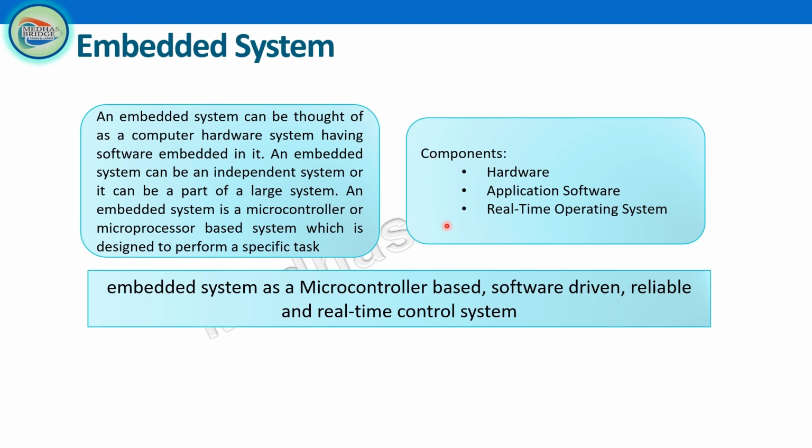Now the components in an embedded system: hardware, application software, and a real-time operating system. An embedded system is a microcontroller based, software driven, reliable and real-time control system. I am reiterating: a microcontroller based, software driven, reliable and real-time control system.